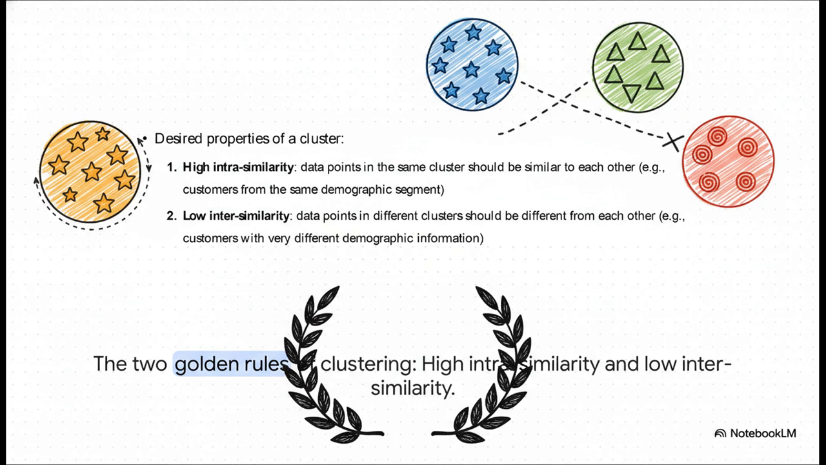This whole process follows two golden rules. First, we want high intra-similarity. That's just a fancy way of saying everything inside a single cluster should be very, very similar to each other. And second, we want low inter-similarity, which means the clusters themselves should be as different from each other as possible.